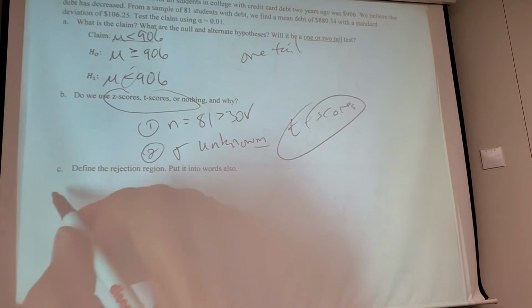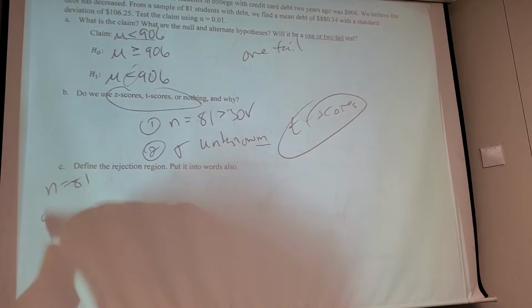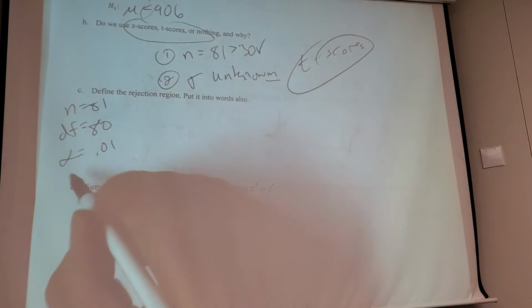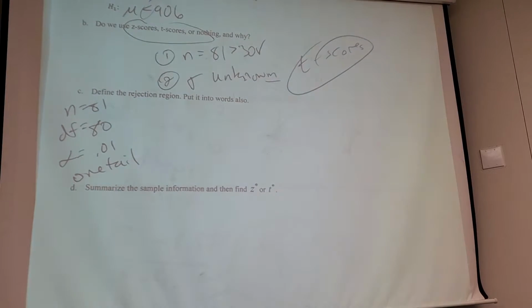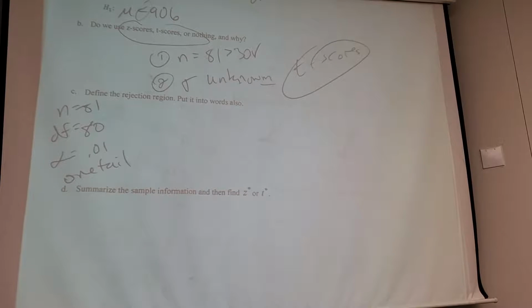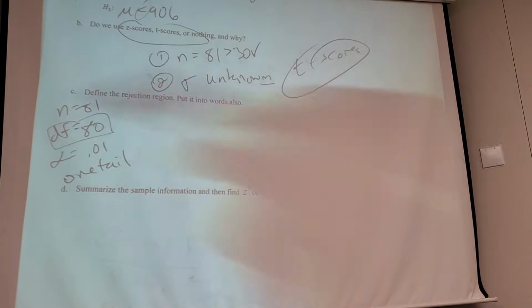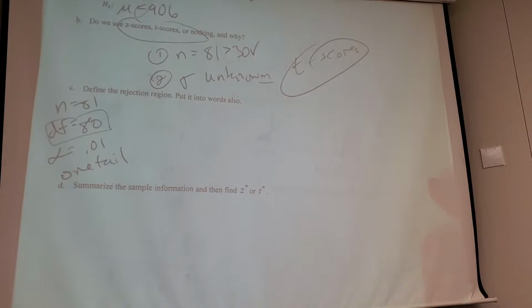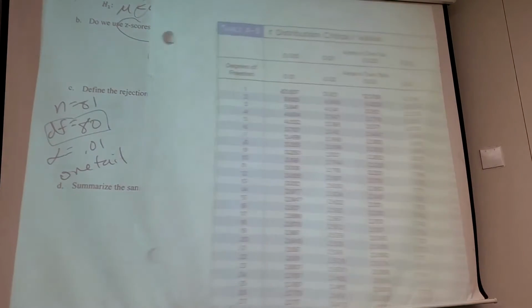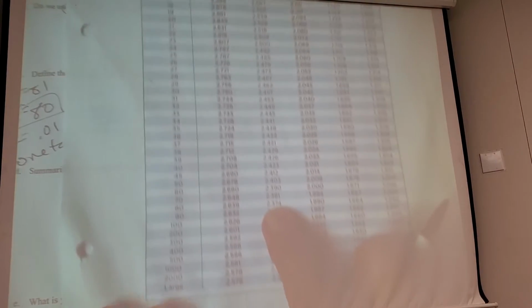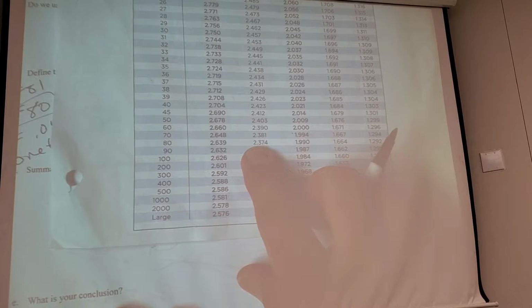So now if I go down here, n is 81, so the degrees of freedom is 80. Alpha is 0.01, and it's a one-tailed test. I got everything I need. The only extra thing I need for a t-score is to know where to stop. With a z-score I don't have to do this because it goes all the way to the bottom. So now I know to stop at 80: 0.01, one tail, stop at 80.